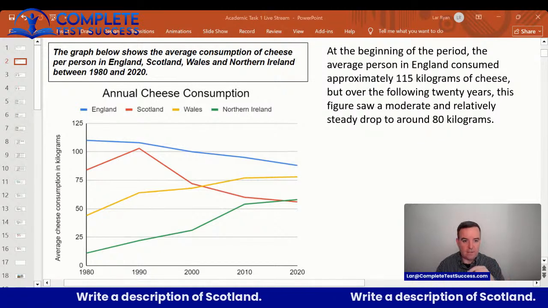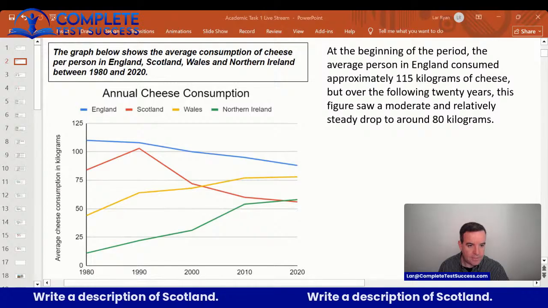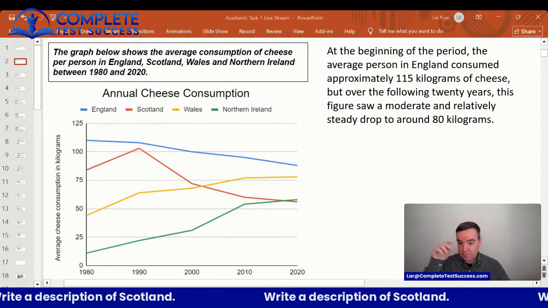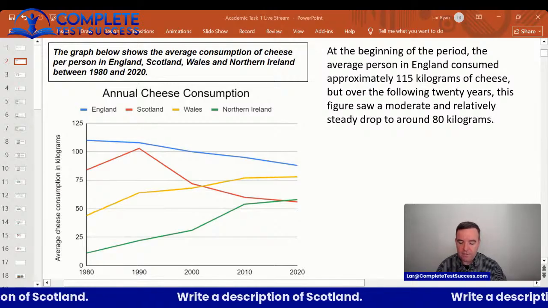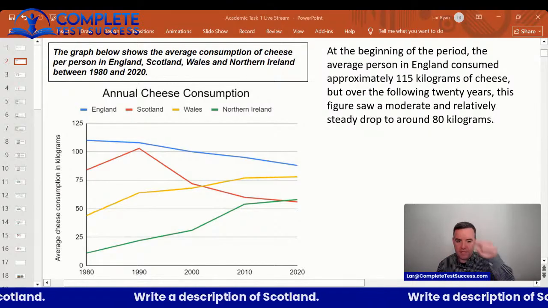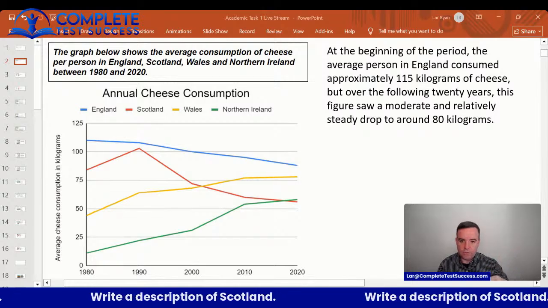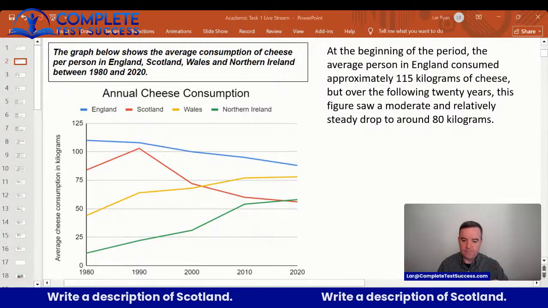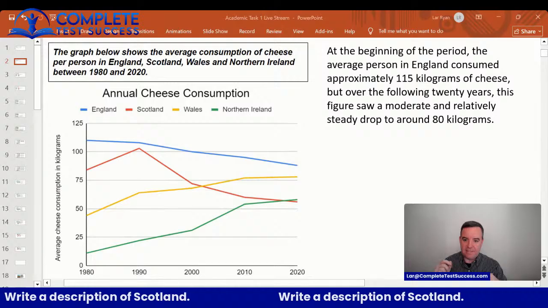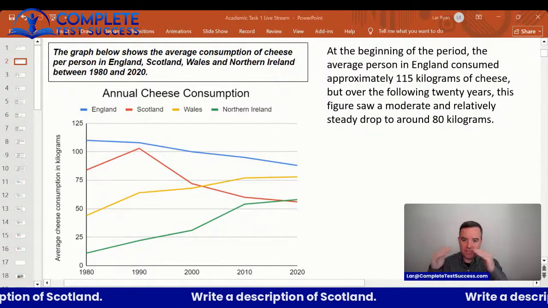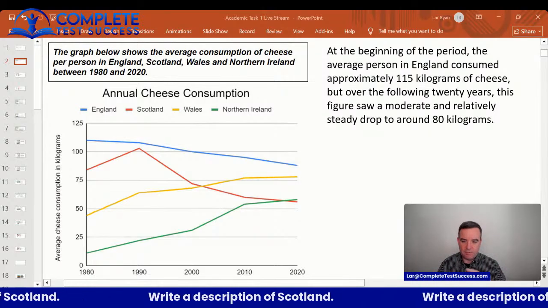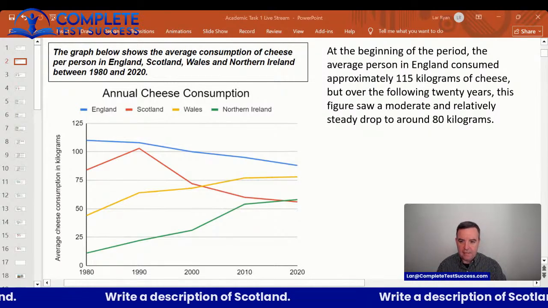So for England, like we just saw with Daya's writing, we just mentioned 1980 and 2020. But when we're talking about Scotland, we're definitely going to mention 1990 as well because we have that peak. So there's no real need to discuss them together, because if we do, then we're going to be mentioning different years for different ones, and it becomes a bit less clear.